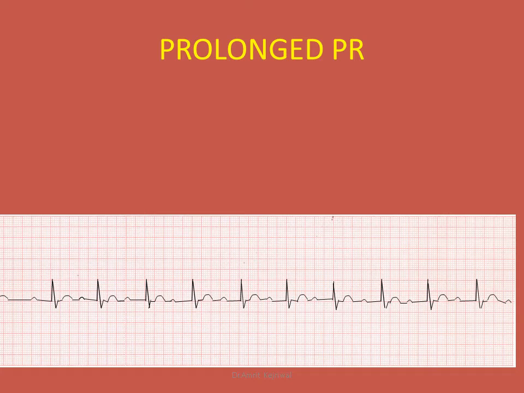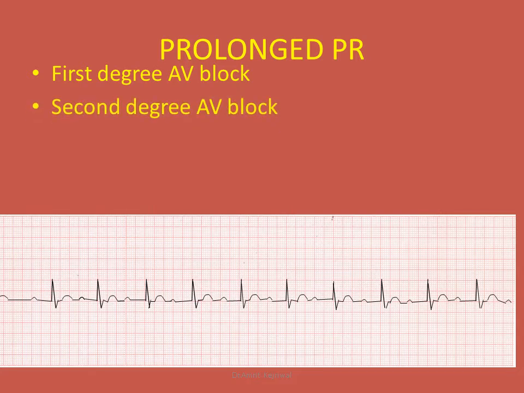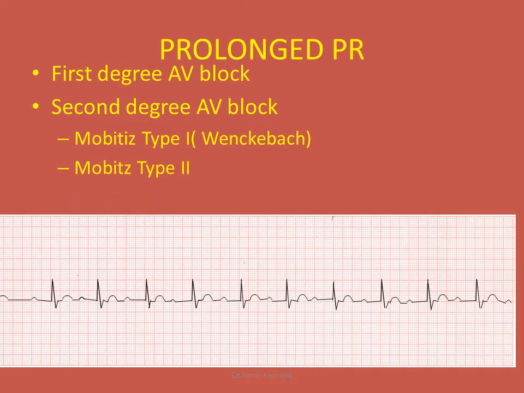Prolonged PR can be seen in other conditions also: first degree heart block, second degree AV block, Mobitz type 1 Wenckebach, Mobitz type 2, and third degree heart block. In this particular ECG, we can see the prolonged PR intervals, which are almost constant from beat to beat. These blue lines represent the PR intervals, which is quite prolonged. Now there is also a variation of these PR intervals, which you can see in second degree heart block and third degree AV block.